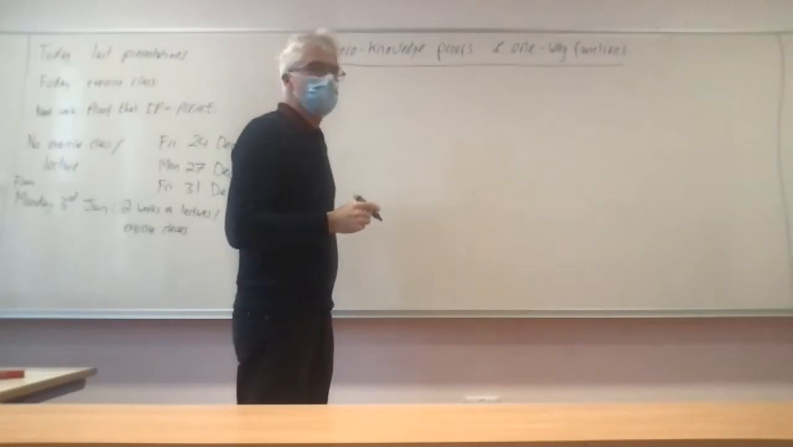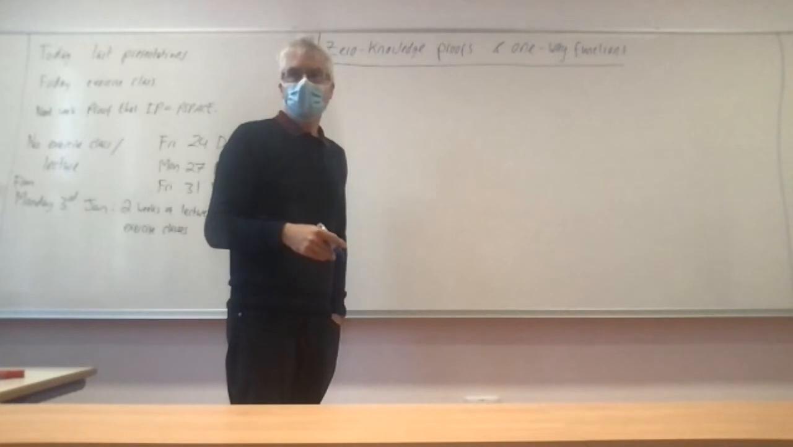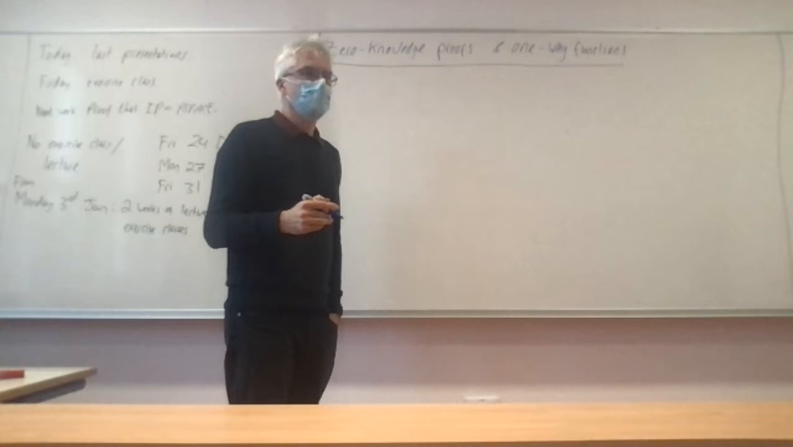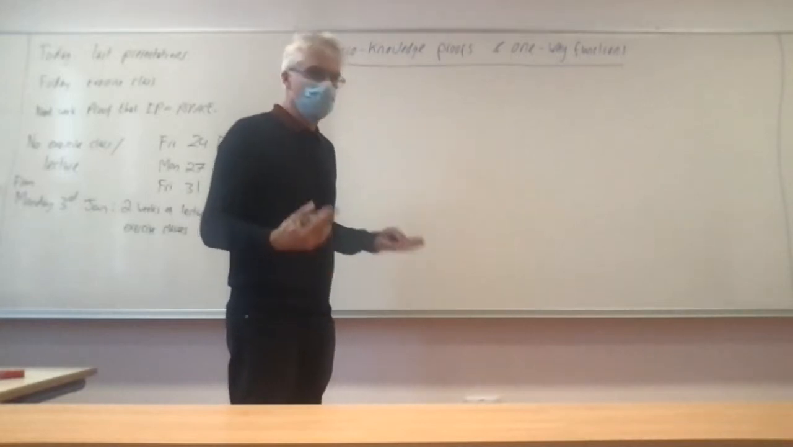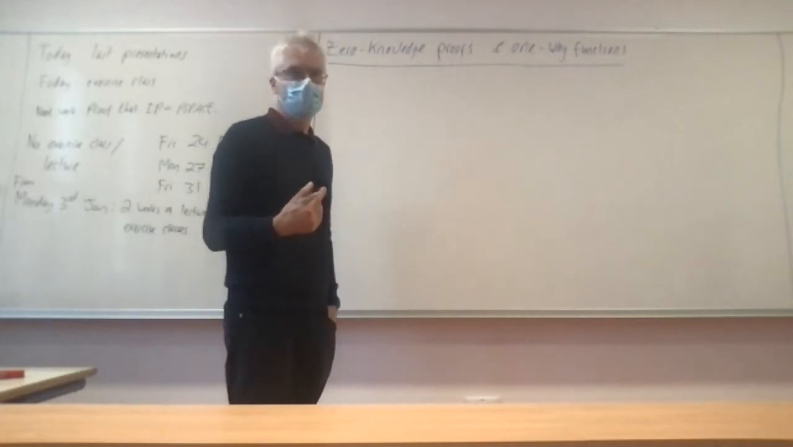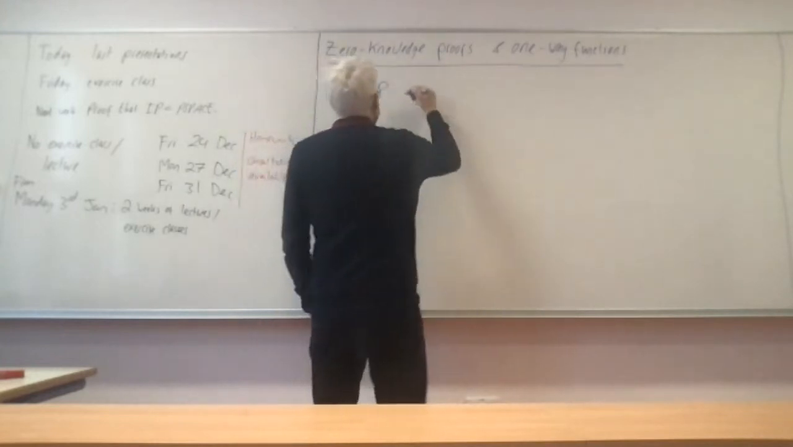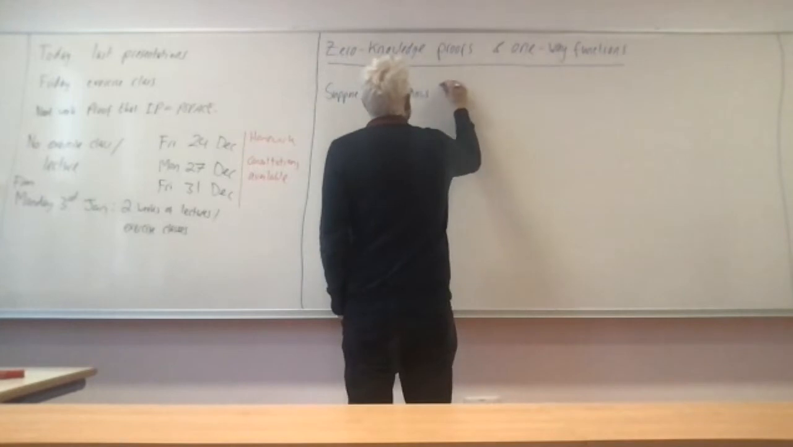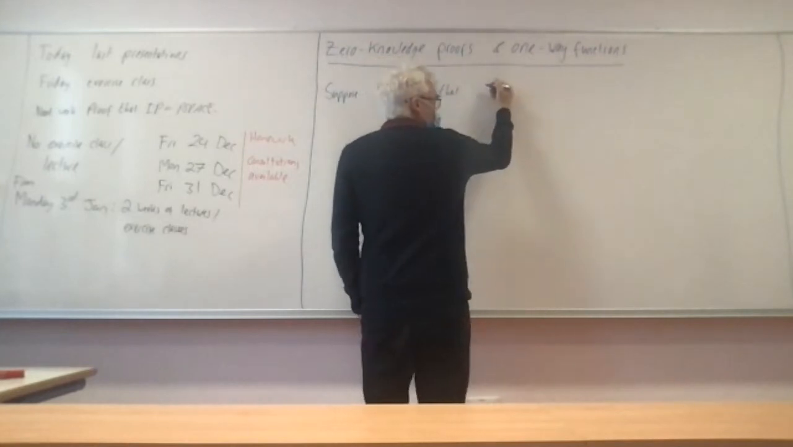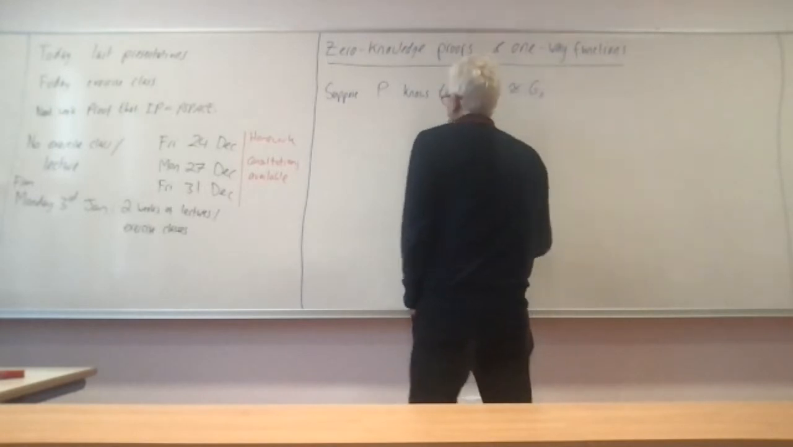So I'm going to motivate zero knowledge proofs by looking again at the main example we were looking at last week, which was graph isomorphism. Let me put myself in the position of being a prover. Suppose P, that's me, knows that the two graphs G1 and G2 are isomorphic.